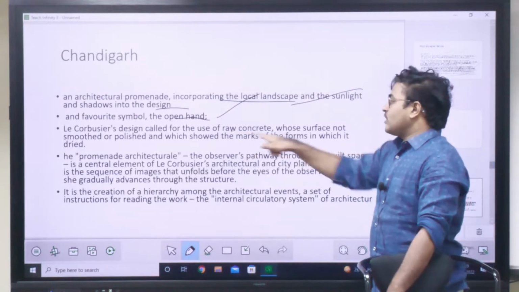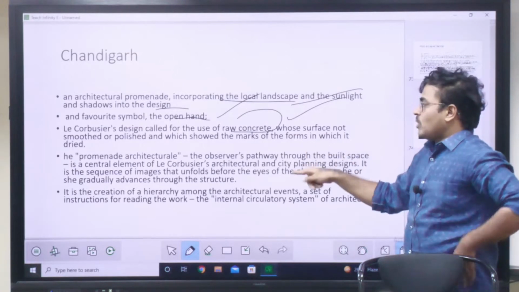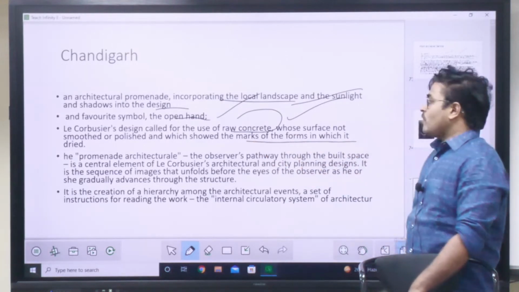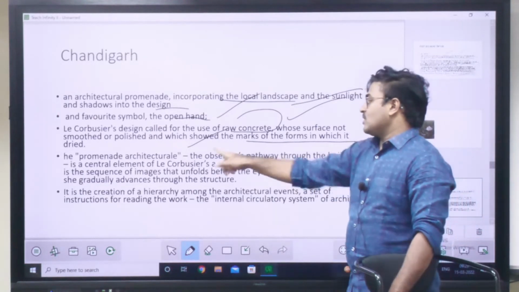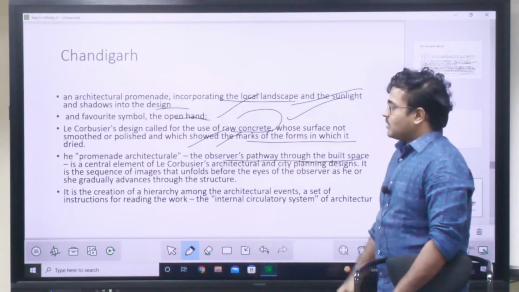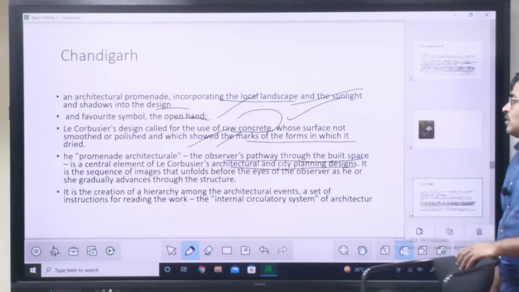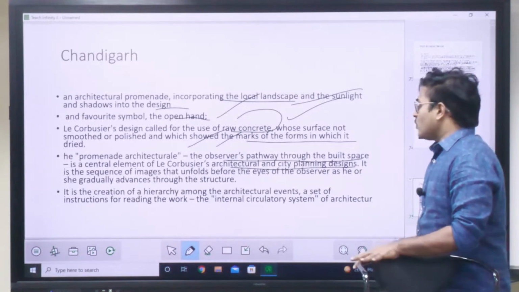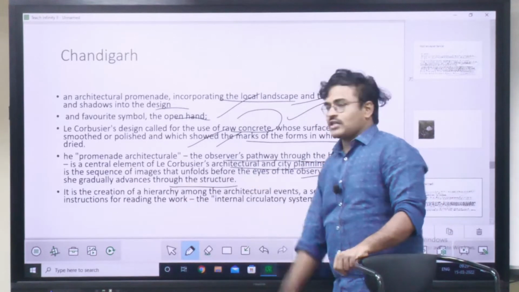His design called for the use of raw concrete, whose surface is not smooth or polished, which showed the marks of the forms in which it had dried. In his promenade architectural style, the observer's pathway through the built space is a central element of Le Corbusier's architectural and city planning designs. It is a sequence of images that unfolds before the eyes of the observer as he or she gradually advances through the structure.